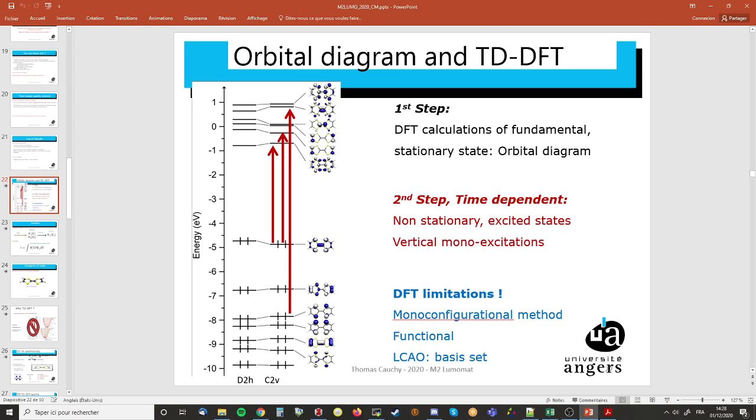Since we use TD-DFT, we also inherit the DFT limitations. In DFT, we have a mono-configurational method. Depending on how we go, we will discuss it in more detail in the last session. And if you have not chosen a correct functional for your system or for your problem, or if you have a bad basis set choice, that means, for example, no polarization, no diffusion, you will have this kind of error that exists also in TD-DFT.